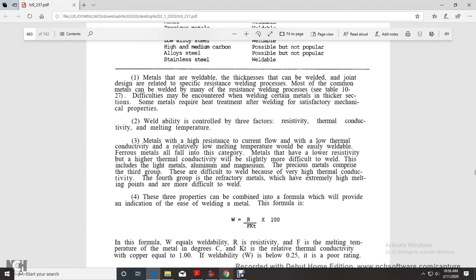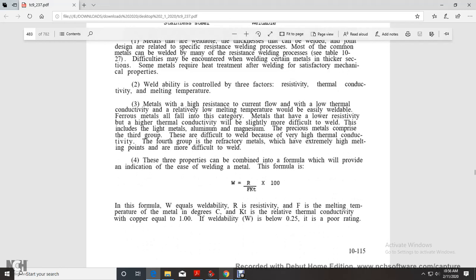This is the difficulty to weld because of the very high thermal conductivity. The fourth group, the refractory metals, which have extremely high melting points, are more difficult to weld. The three factors can be combined into a formula that provides an indication of the ease of welding a metal.